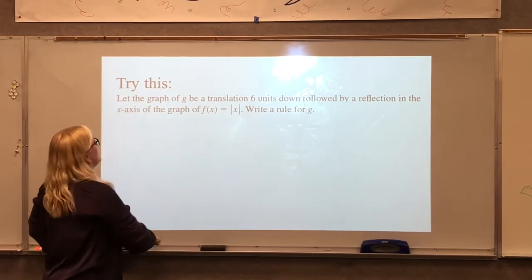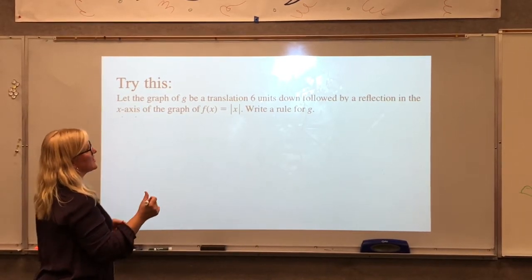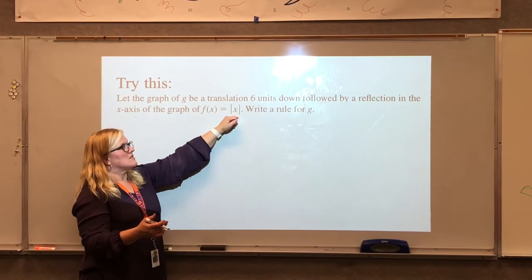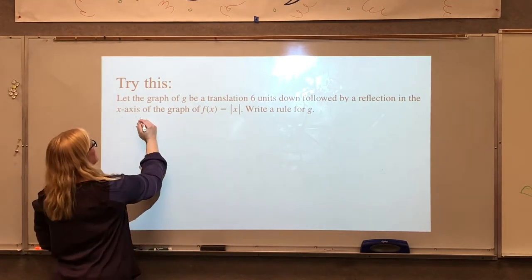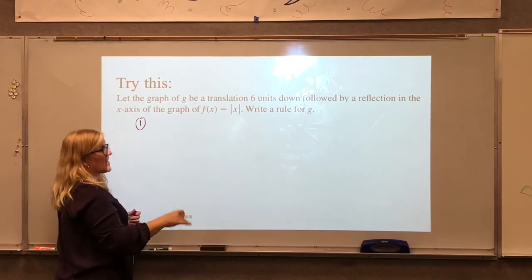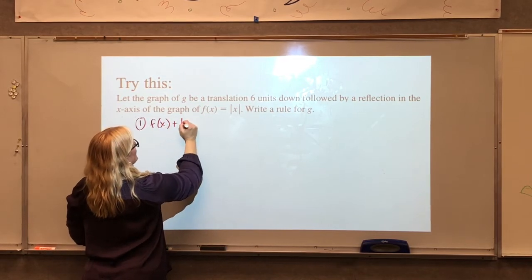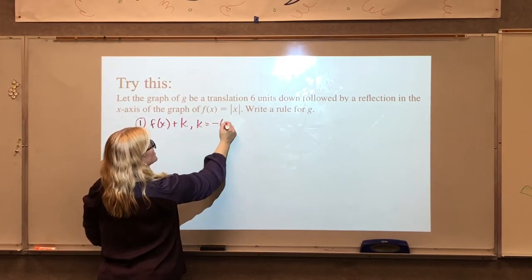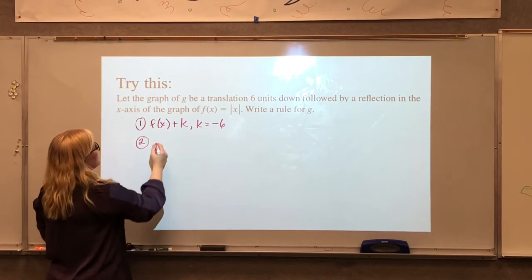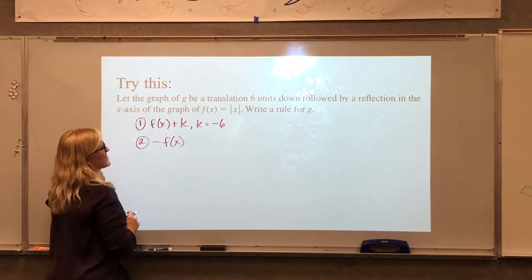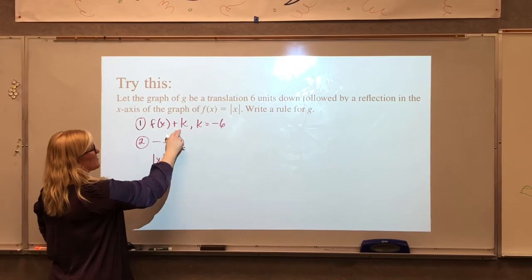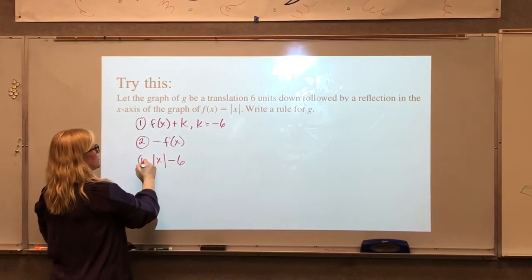Okay. So let the graph of g be a translation 6 units down, followed by a reflection in the x-axis of the absolute value of x. So first of all, we've got a translation down. So this is a vertical translation, and k equals -6 because I'm going down, and then followed by a reflection in the x-axis, and that's negative f of x. So first thing I'm going to do is take x, that's my function, and subtract 6 from it. So that's the first one.